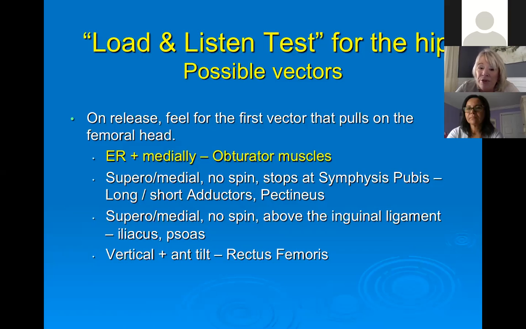Now, I'm not a pelvic floor therapist, but I can access the obturator internus muscle externally. And that is often a source that is rich in tension, okay? Keep note that there are other possibilities. If it stops at the symphysis pubis, there's no rotation component. It could be the adductors or pectineus that's pulling on the head. If it seems to be a longer vector above the inguinal ligament, it could be iliacus, psoas, or even more of a visceral vector. So there are other possibilities, but let's keep in mind the obturator muscle.